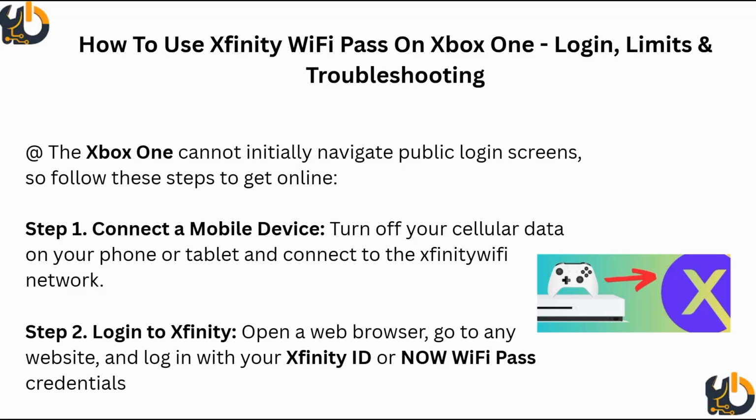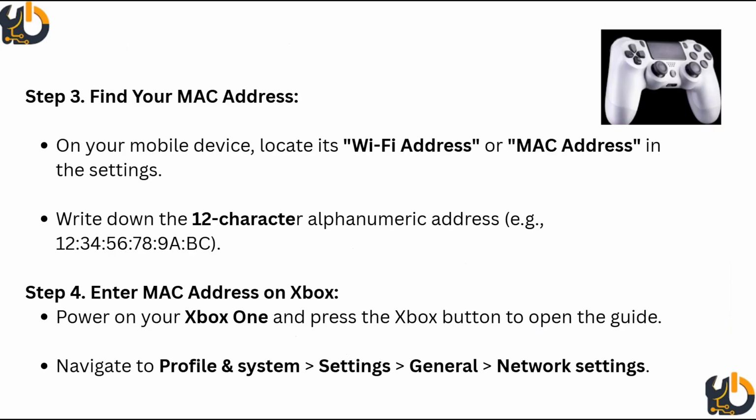Step 1 is to connect a mobile device. First, turn off your cellular data on your phone or tablet and then connect to the Xfinity Wi-Fi network. Step 2. Log into Xfinity. Then open a web browser and go to any website and log in with your Xfinity ID or now Wi-Fi Pass credential.